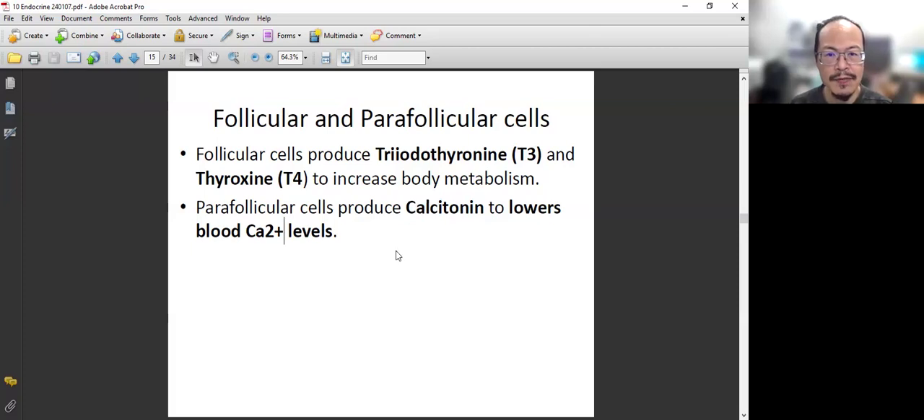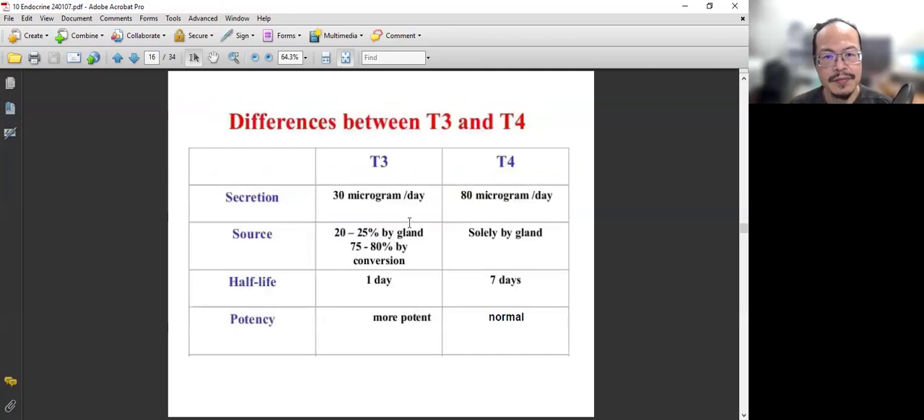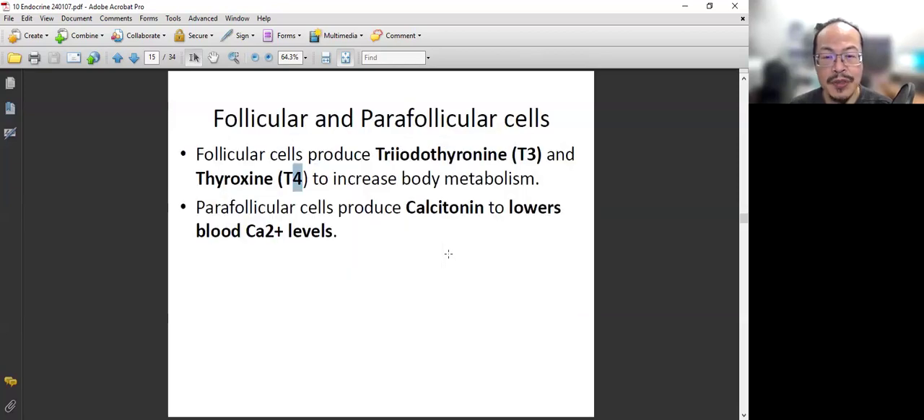So, T3 and T4. Now, what's the function of T3 and T4? Now we know the location, then what's the function? Or what's the difference? T3 means that it has 3 iodine. T4 means that it has 4 iodine. So these hormones, T3 and T4, are produced from the thyroid gland, and they need iodine to form that chemical structure.